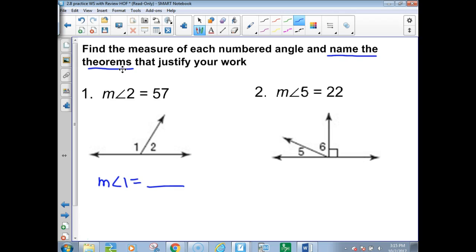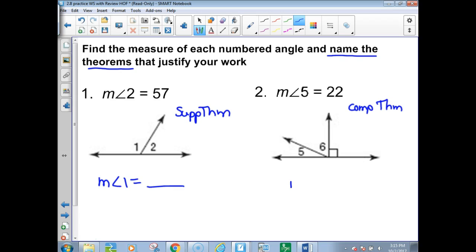What they're asking for you is to name the theorem or theorems that you justified your answer. This is the supplements theorem because they're a linear pair, they're supplementary. Supplementary angles add up to 180, so I think that's good enough, just to say the supplements theorem. What kind of angles are 5 and 6? They're complementary. So let's use the complements theorem for that one.